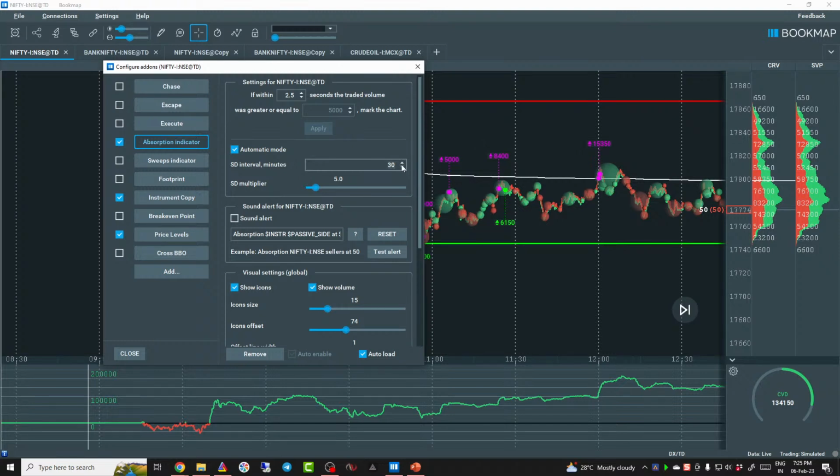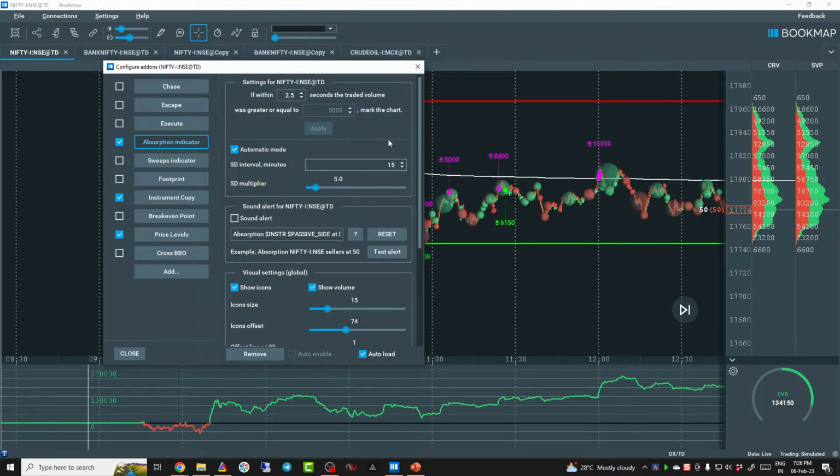Only keep it at 30 minutes after completion of the first 30 minutes of the market. So for example, 9:15 market opens, after 9:45 you can keep it as 30 minutes. Until then you have to change the bracket. For example, if you are looking at the market after 9:30, you can simply make it 15. Then you will be able to see the accurate data with respect to the past information.